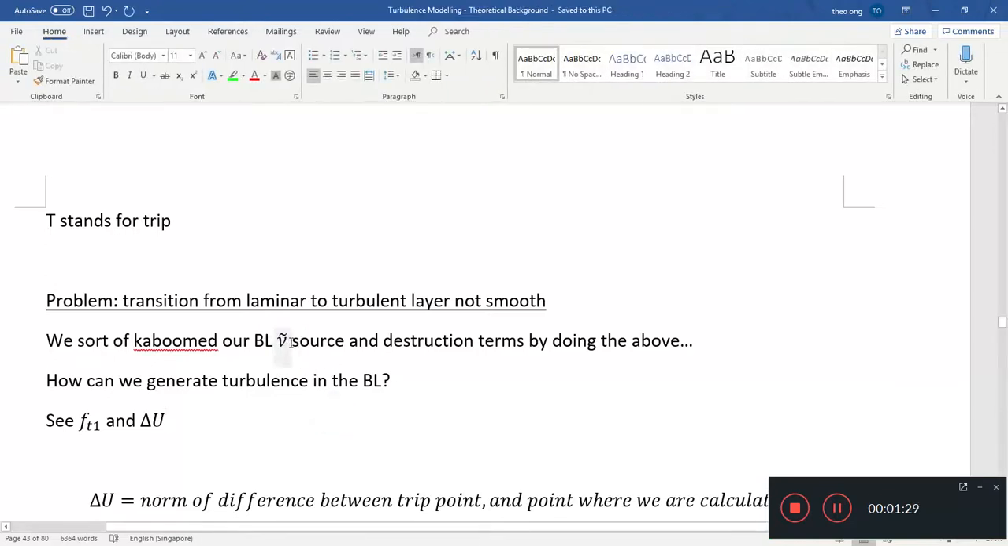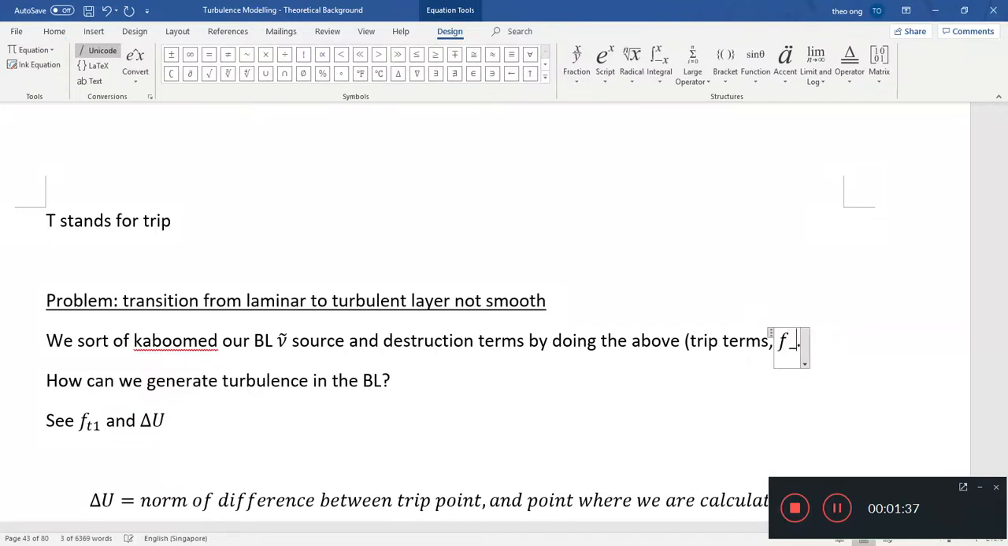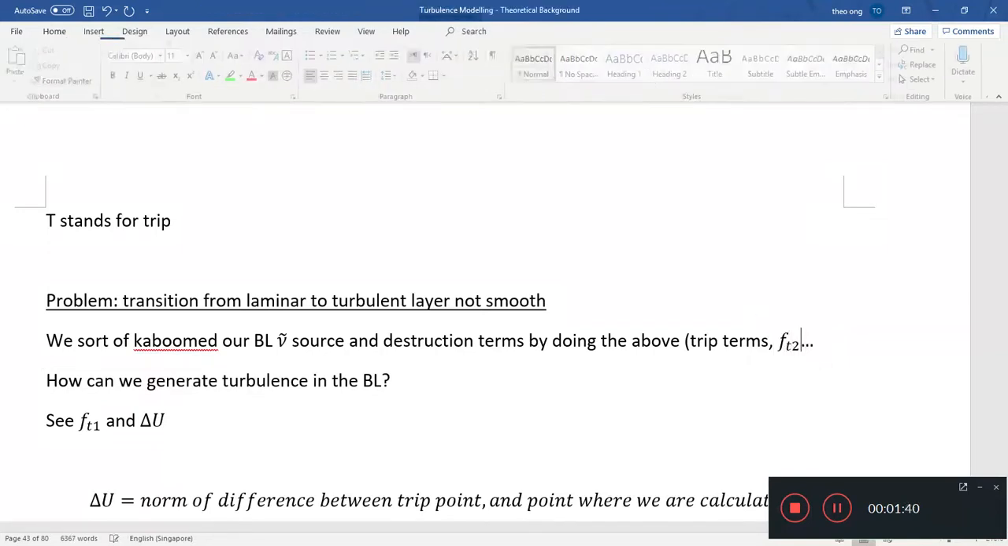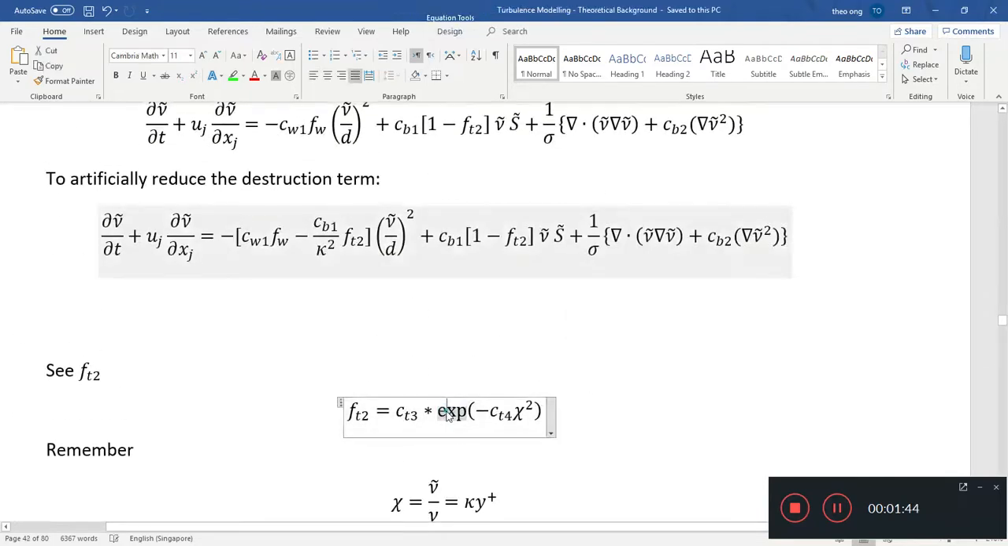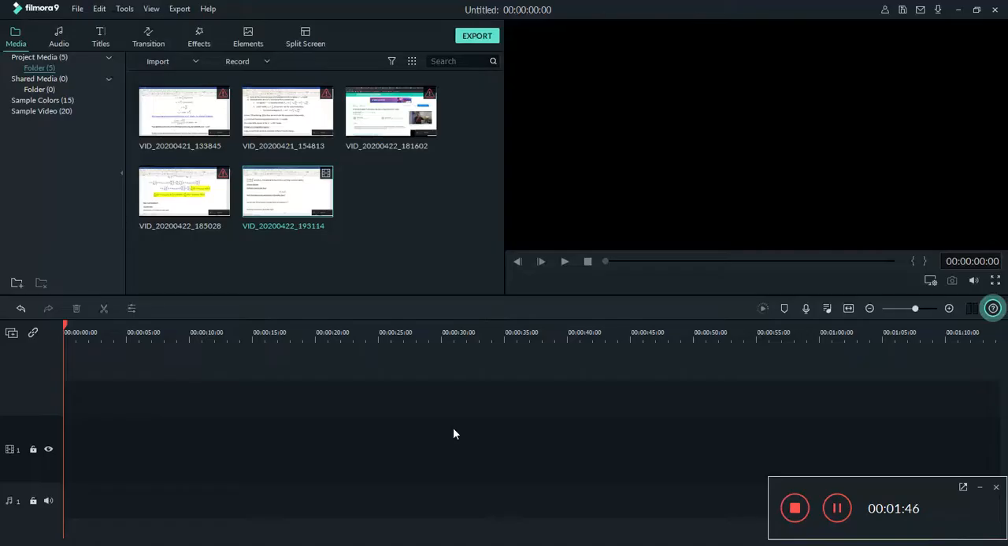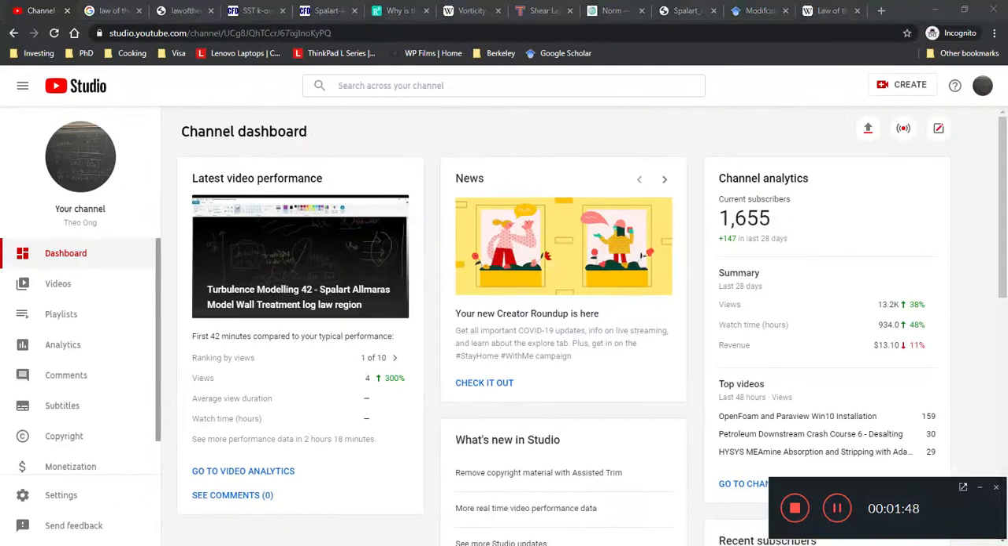So by doing the above, and the above is these trip terms, ft2, this ft2 is the main thing we did, and remember ft2 looks like this. It's an exponential term, so it dampens at the wall.